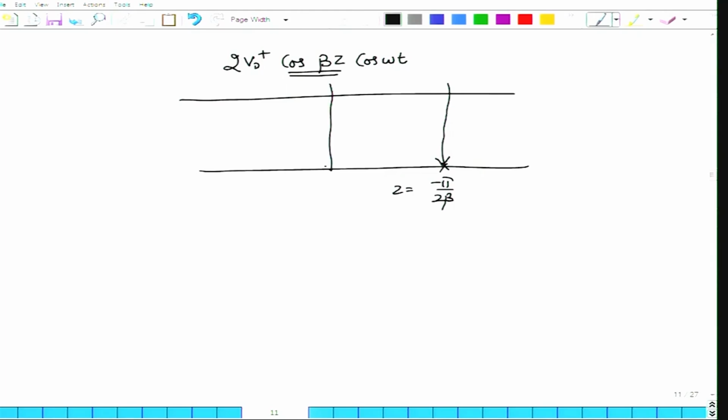Similarly, the voltage would always be 0 after a π shift here, when this will be at -3π/2β. So, these locations where the voltage is 0 do not change, they are always present no matter how time changes. Okay. We will contrast this case with a travelling wave in a very short while. A wave in which the maxima or the minima do not change with respect to time, and hence nothing appears to be moving, is called a standing wave. Okay. This is called a standing wave.